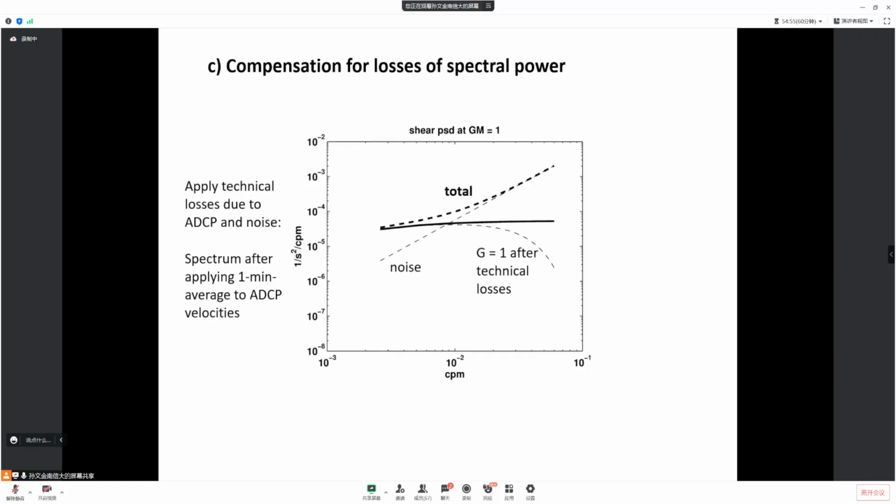And when we simulate what happens when we do ADCP measurements, we see that we have here the technical losses, which would reduce our spectrum to the high wave numbers. And then we add noise. And in total, we end with a measured spectrum, which is much above the true spectrum. This is not desirable, of course, and this is why we do filtering.